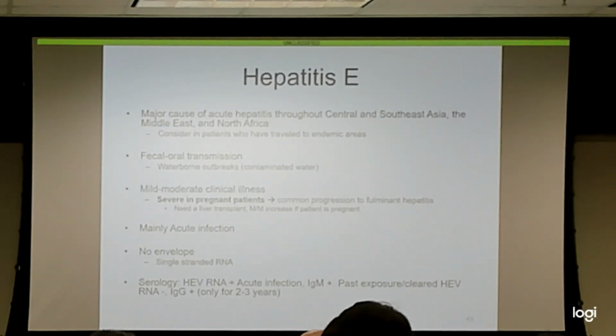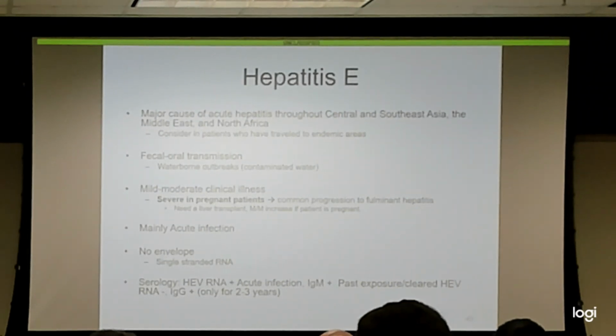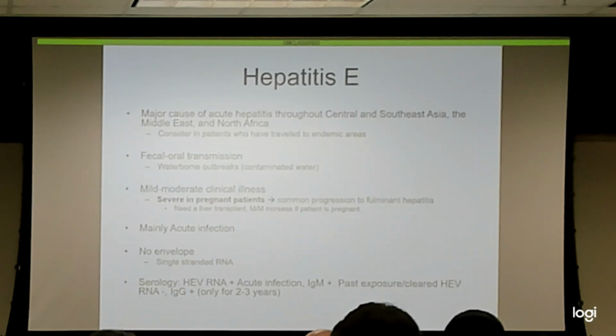Mainly an acute infection, there's no envelope, it's just a single-stranded RNA virus. Serology, I'm going to get the HEV RNA plus acute infection, IgM plus past exposure cleared HEV RNA. I do the IgG, but the IgG only hangs around for 2 to 3 years. So if you've gotten that IgG there, it means they've had a prior infection, but that's going to clear after 2 to 3 years. Make sense?